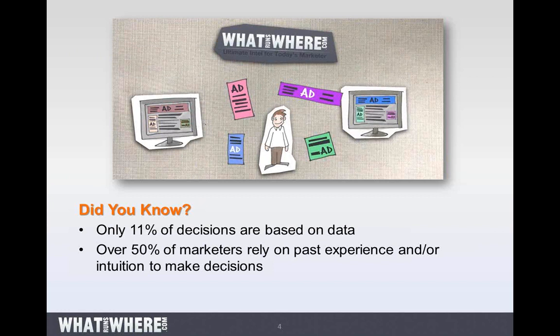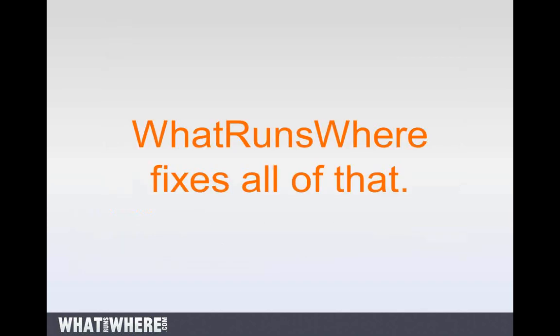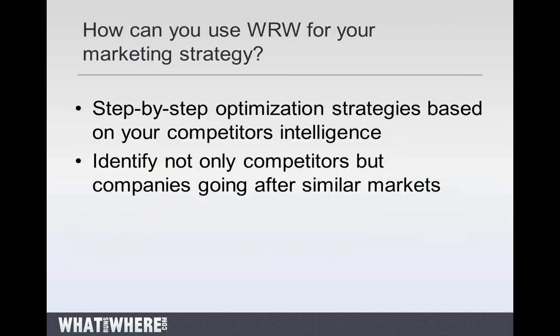So did you guys know that only 11% of decisions made in online advertising are actually based on data? And over 50% of marketers rely on past experience and/or intuition to make decisions. So there's nothing really scientific right now for a lot of the industry. It's sort of, I think this is going to do well, or, you know, this did well 10 years ago, maybe I'll try it again. We're trying to change that. We're trying to make the decision-making process based on data and really actionable, to eliminate a lot of this wasted spending and allow people to create great, profitable campaigns a lot quicker. So as I said, WhatRunsWhere fixes all of that.